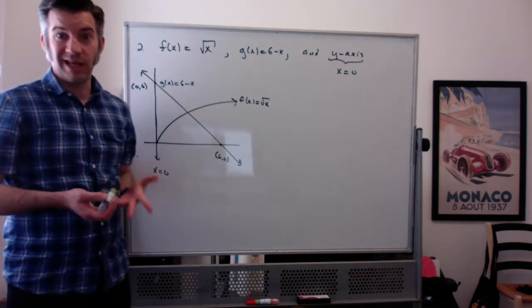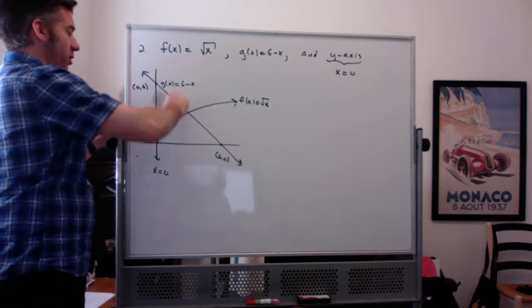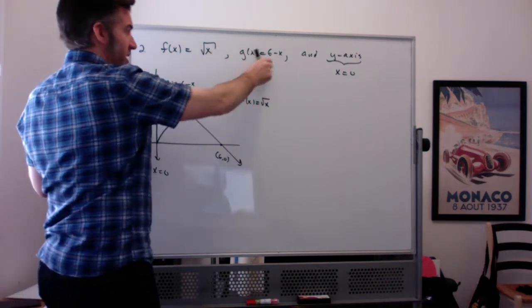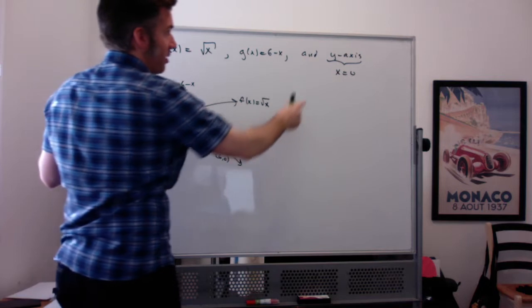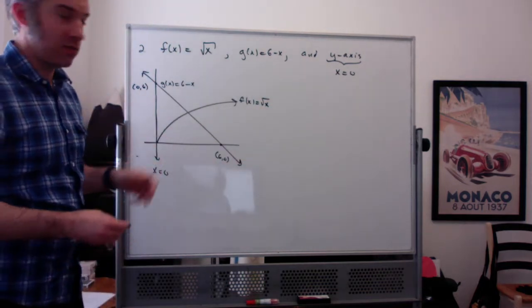Here's problem 2, parts A, B, and C. So for the region bounded by the functions f of x equals the square root of x, which looks like this, g of x equals 6 minus x, which looks like that, and the y-axis, which is the line x equals 0, we want to find the area of this region.